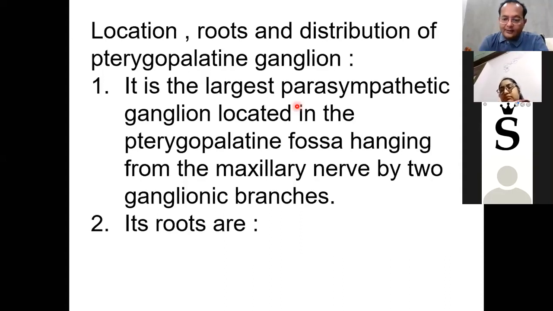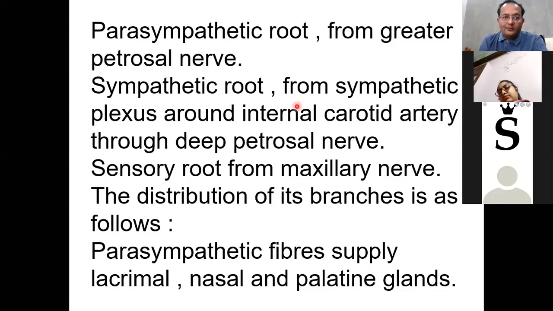Its roots are parasympathetic root from greater petrosal nerve, sympathetic root from sympathetic plexus around internal carotid artery through the deep petrosal nerve, and sensory root from maxillary nerve. So इसकी कौन कौन सी रूट रहती है बेटा, ये याद रखना पड़ेगा आपको.